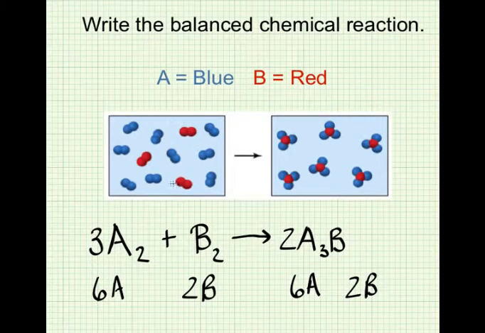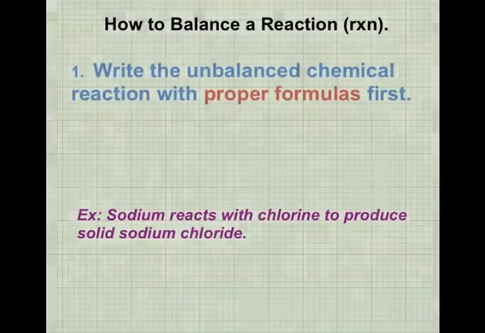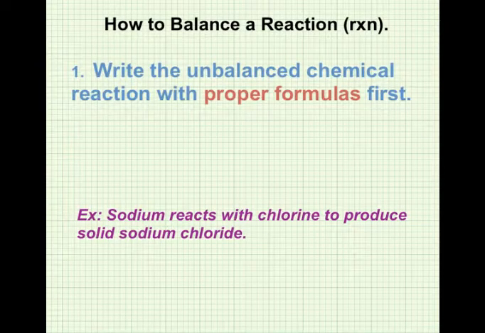Now I'm not worried about how many I have over here, because in this case I've just got lots and lots of extra of element A, which is okay. That just means that's my limiting reactant in this case. So now let's practice how to balance a reaction.